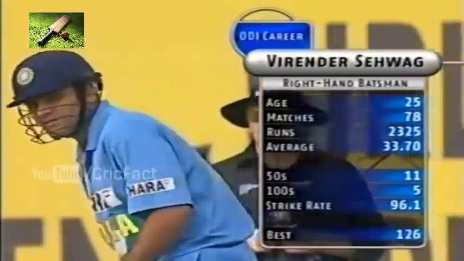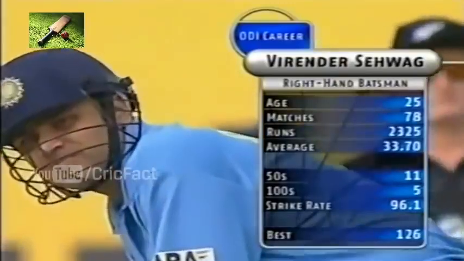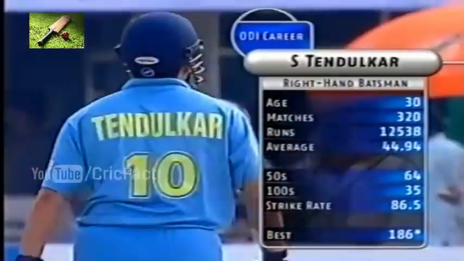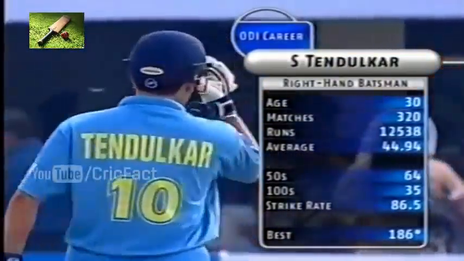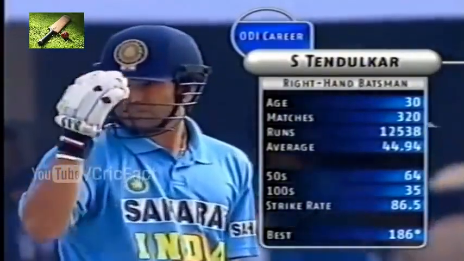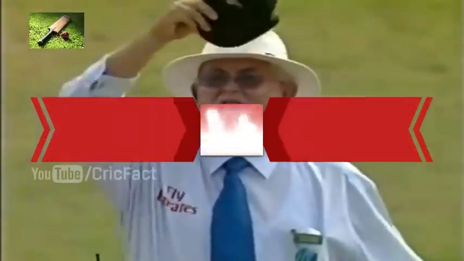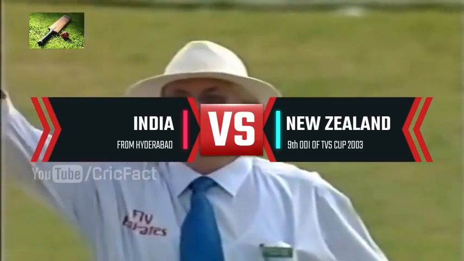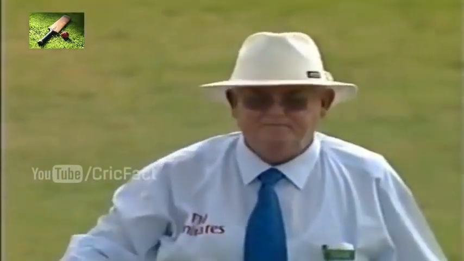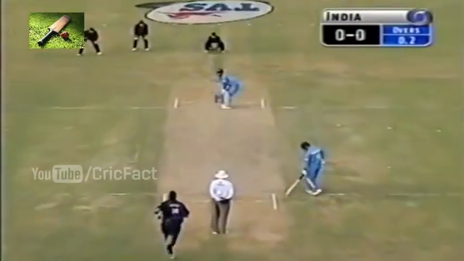Virendra Sehwag will be taking strike to Daryl Tuffy, an average of 33.7. And there is the little champion. 12,538 runs in 320 matches. So here we go, David Shepherd waves to the scores. Played in the semi-final of the TVS CUP.